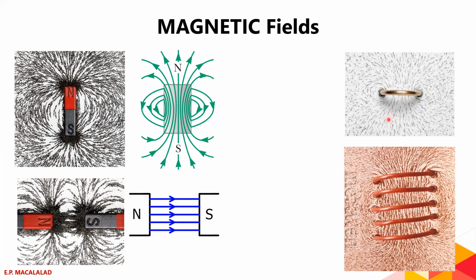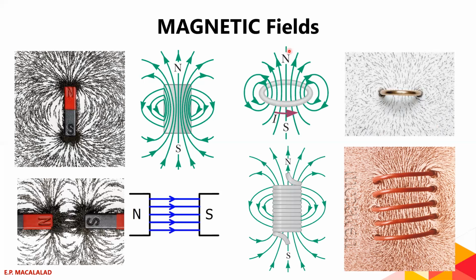Now, when you sprinkle iron filings around it, as long as there is current flowing through this loop, it will create a magnetic field, and that will dictate how the iron filings around it will be arranged. Now, if we make several ring currents or current loops closely together, we form a solenoid. And for a solenoid, the magnetic field configuration would look something like this. The iron filings will line up like this.